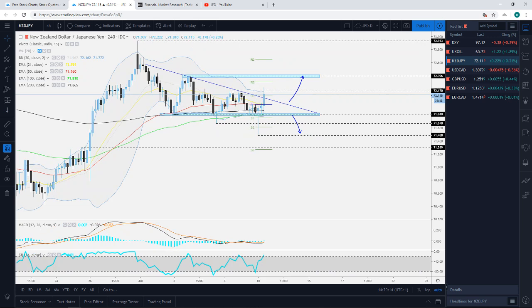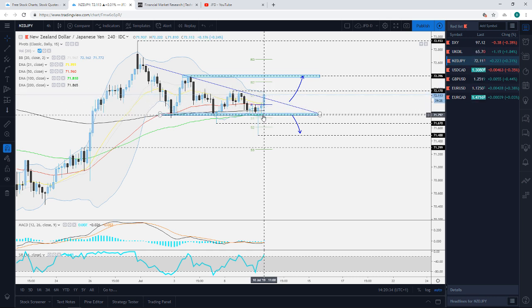Jumping into a few pairs now. Again, NZDJPY. I looked at this one this morning, and I was telling you guys to keep a close eye on this level here, the 71.80, 81 zone. As you can see, today we had a nice rebound again from that level.